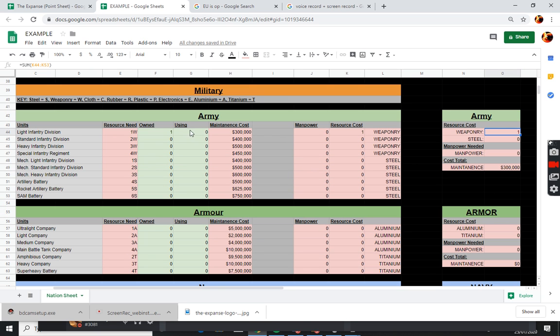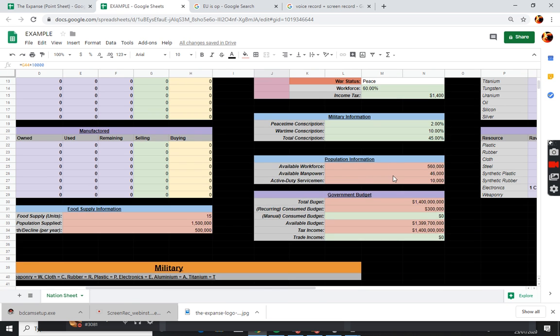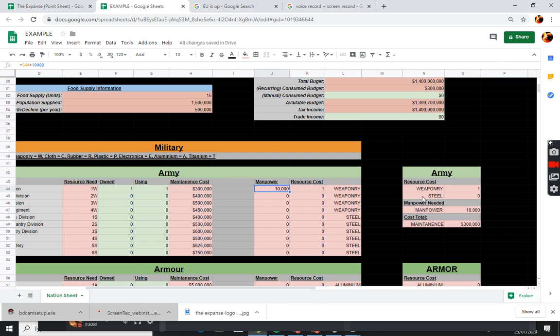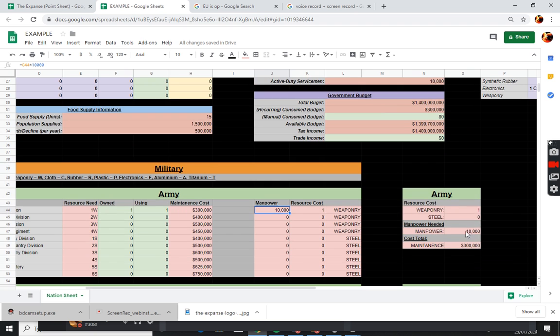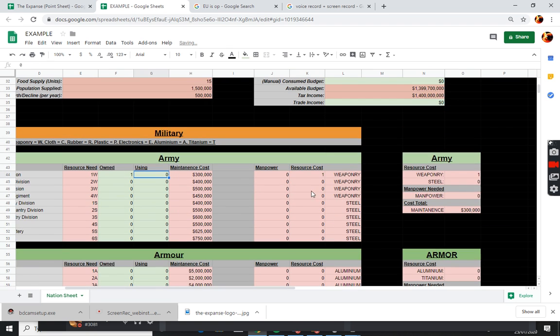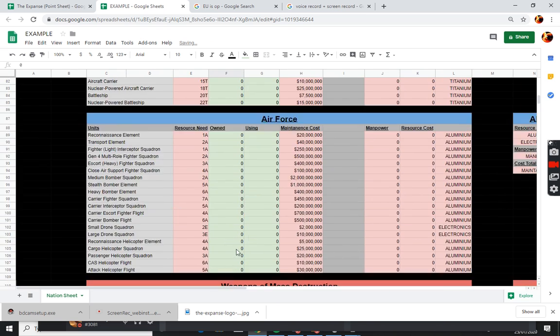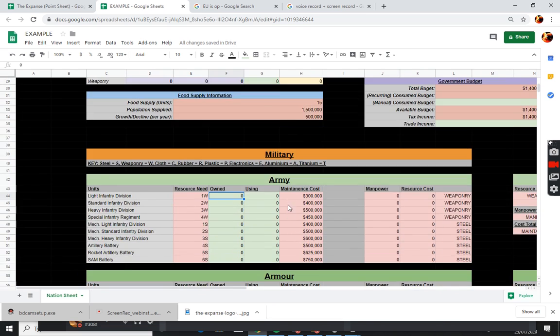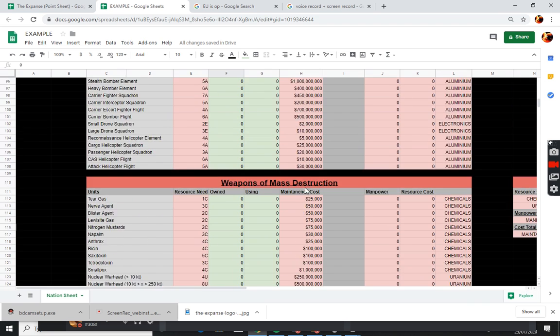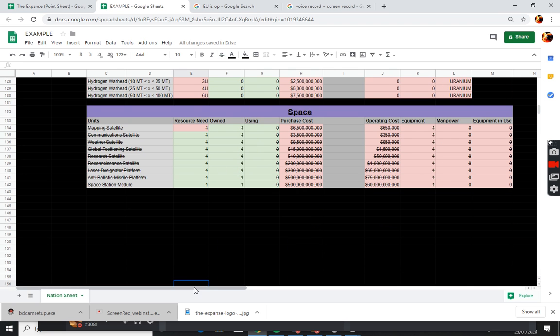But let's say we're at war and we want to deploy it, it would cost manpower from here. So active duty servicemen, which would affect the conscription rates, and that would affect the maintenance and the manpower accordingly. Everything else down here is RP, so you have Navy, Air Force, Weapons of Mass Destruction, so nukes, my friends, go Gandhi. Later on we'll have space accordingly.